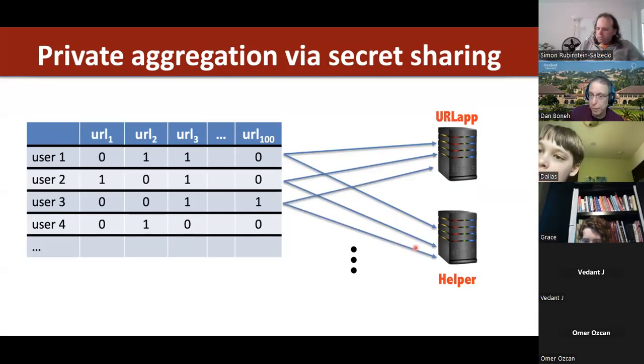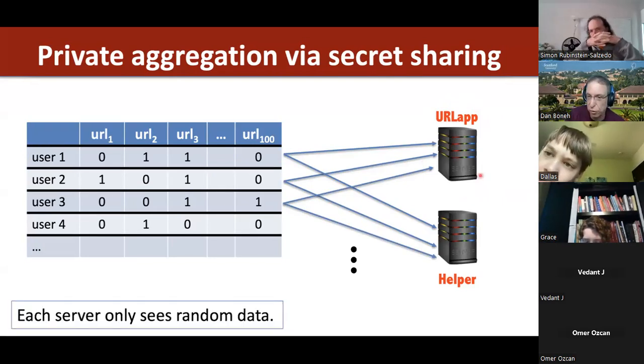So now the first server just has a bunch of shares. That doesn't tell it anything. It just sees random data. The helper server also has a bunch of shares. It doesn't tell it anything either. It just sees a bunch of random data.